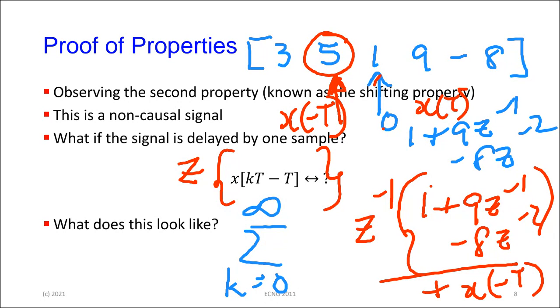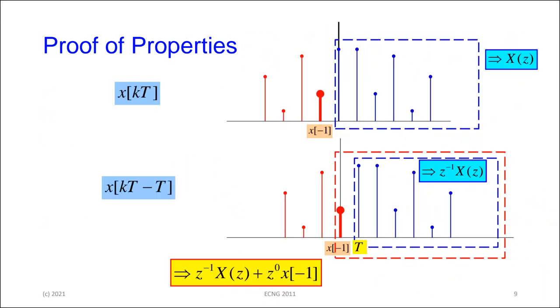Let's watch graphically how that looks. So x(kt) gives me X(z), which is that bit in the blue box. X(kt minus t) means that the blue box has been delayed by 1. And we just show that property.